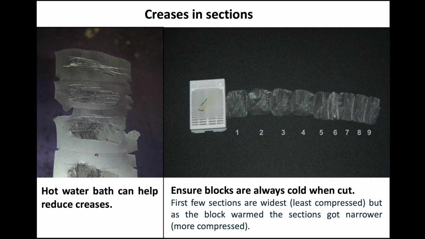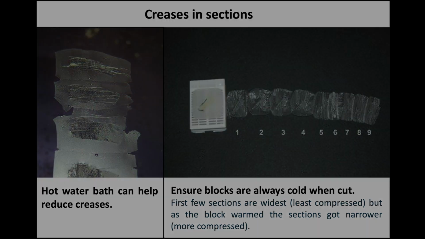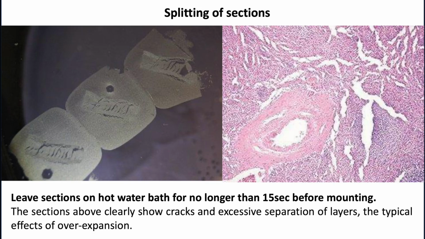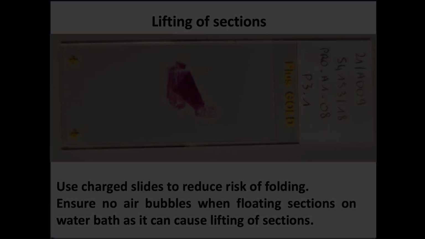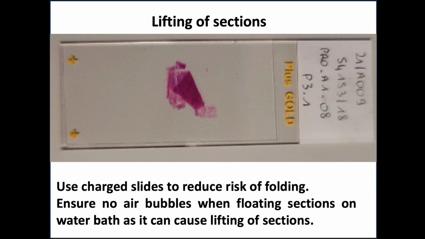Keeping the FFPE block on ice during preparation and in between sectioning can help reduce the incidence of creases. Ensuring these sections are not kept on the hot water bath for far too long can help reduce the formation of cracks. To prevent lifting of sections on subsequent processing, the use of charged slides and ensuring no air bubbles are present when floating sections on the water bath can help.